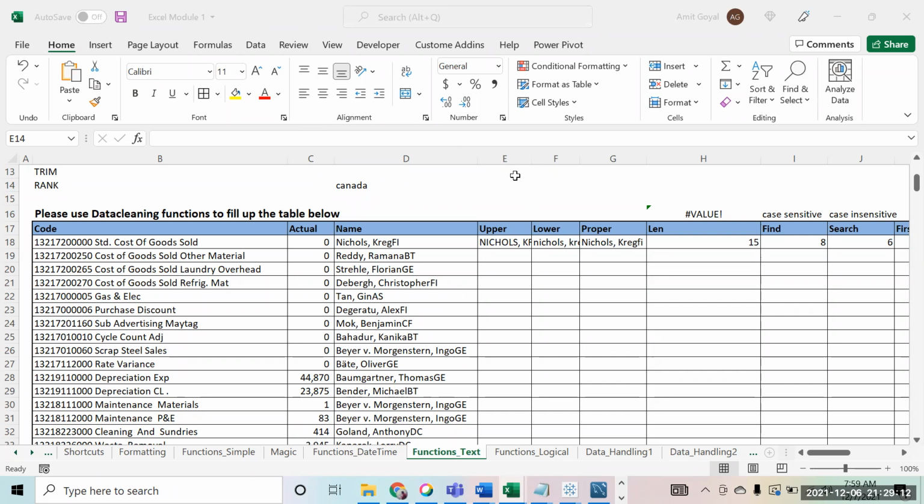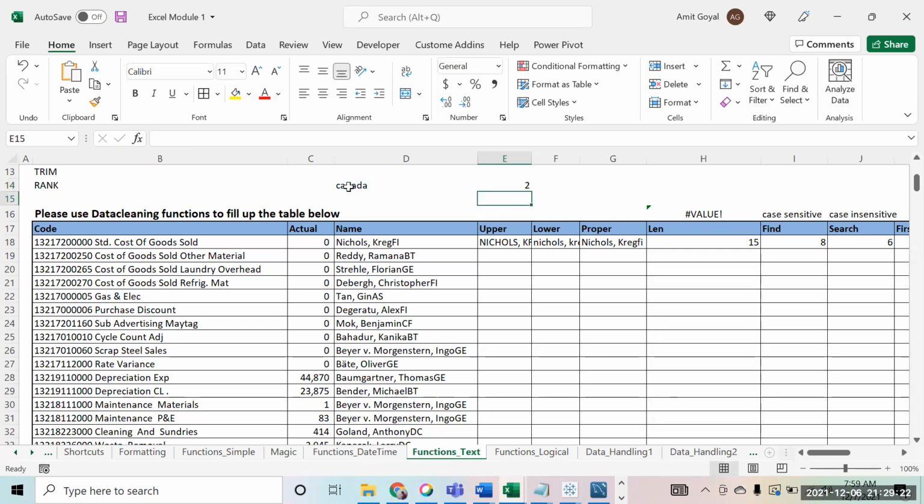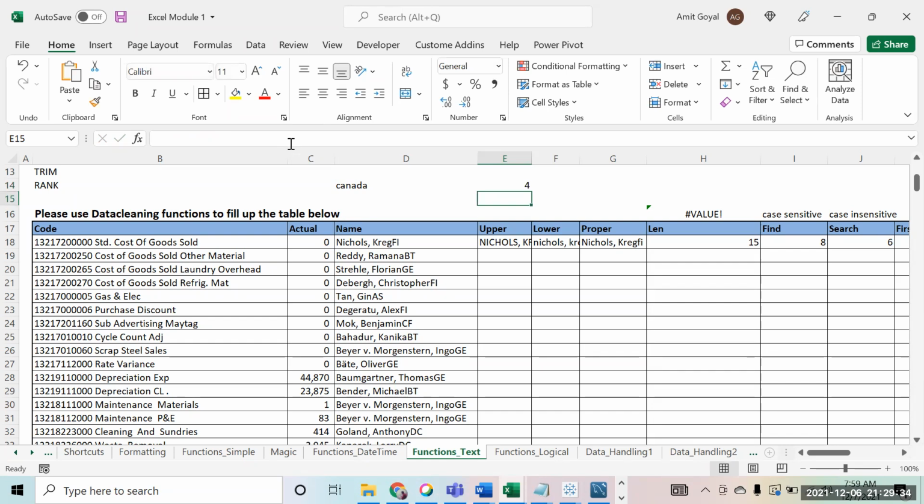Correct. So what will be the start number? Suppose I say equal to find, and I'm saying I want to find A within this text. This is going to give me the output as 2. But I want to find the position of the second A. So what should I change in the formula? The start number should be 3. That gives me 4.